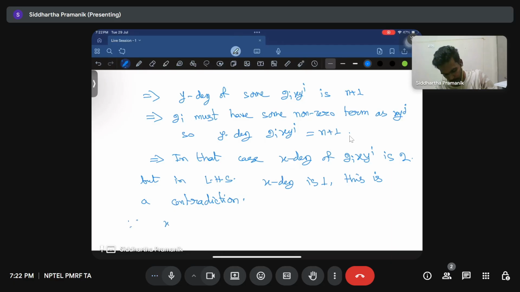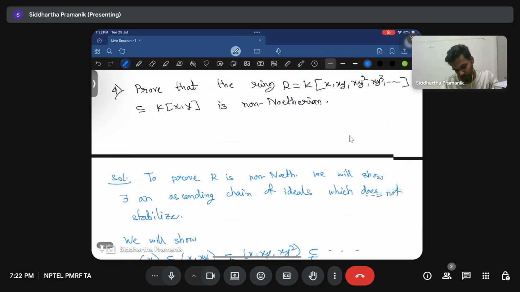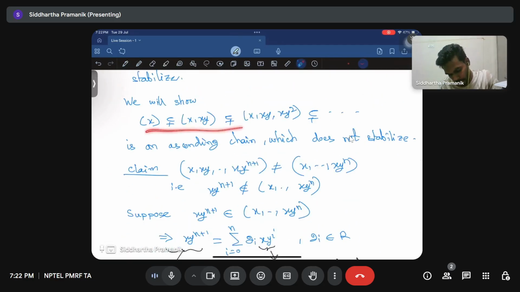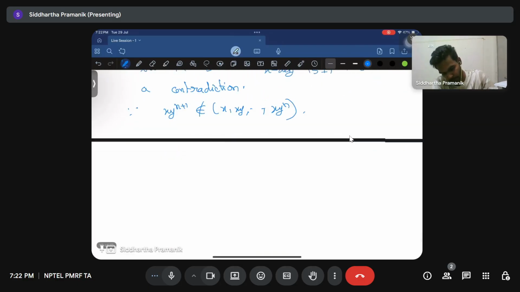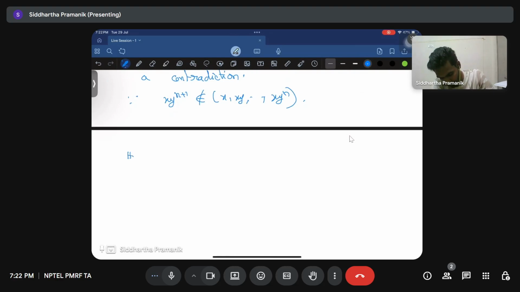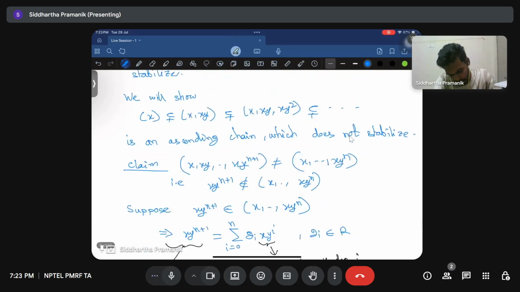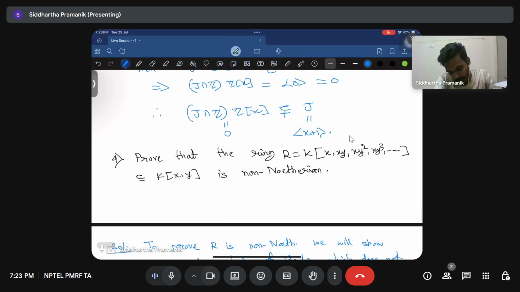Hence xy^(n+1) cannot belong to this ideal (x, xy, ..., xy^n). So this chain will never terminate, it will never stabilize. So this ring is non-Noetherian. Hence R is non-Noetherian. So we have given an example of a non-Noetherian ring.